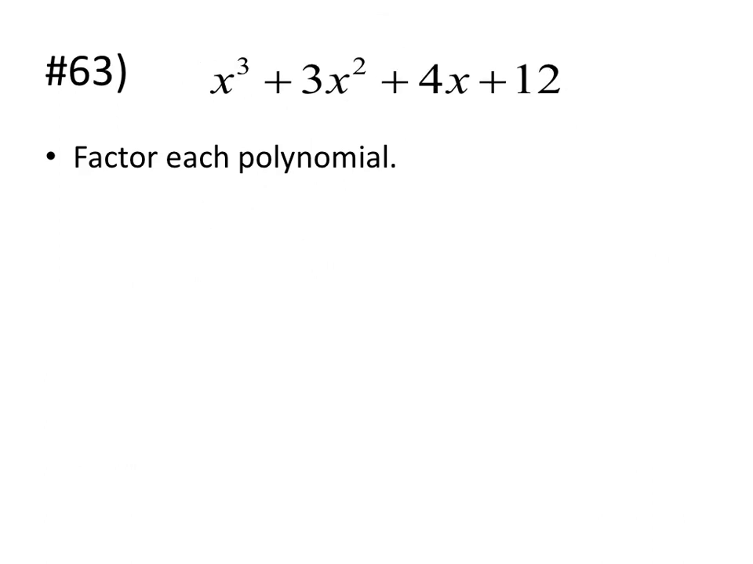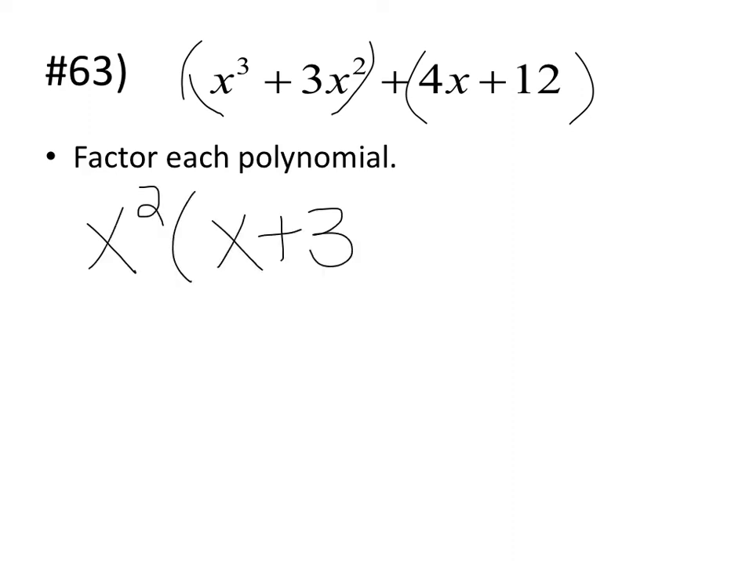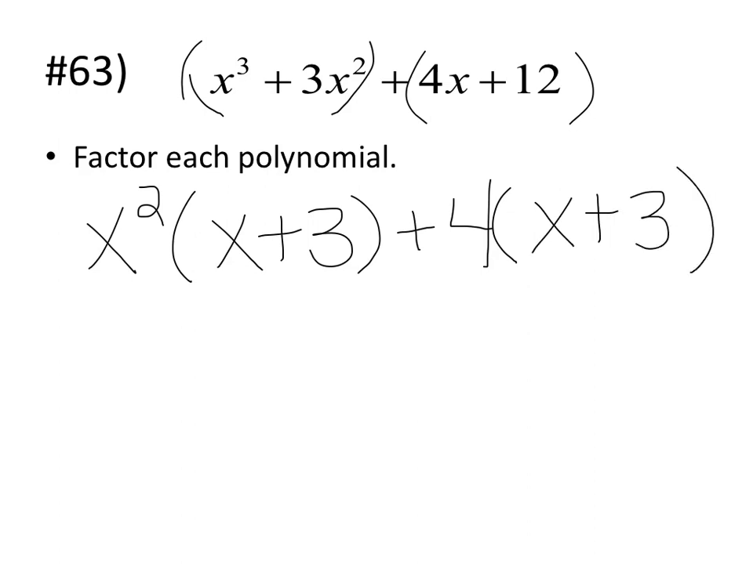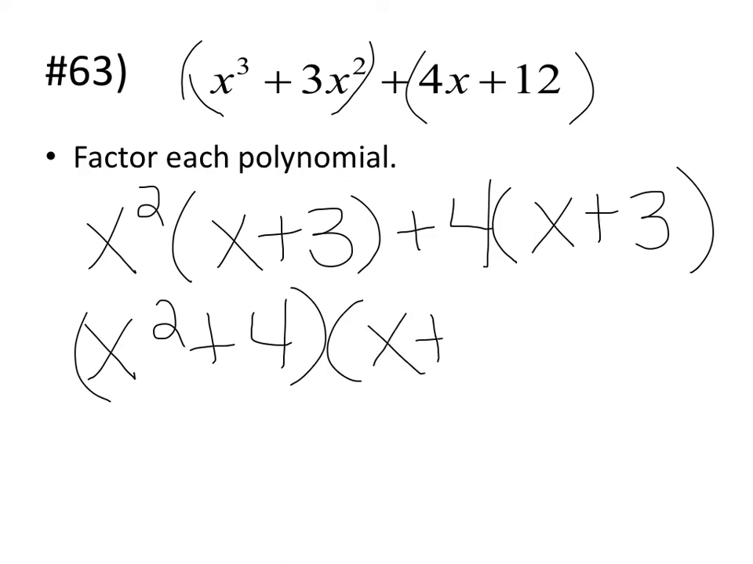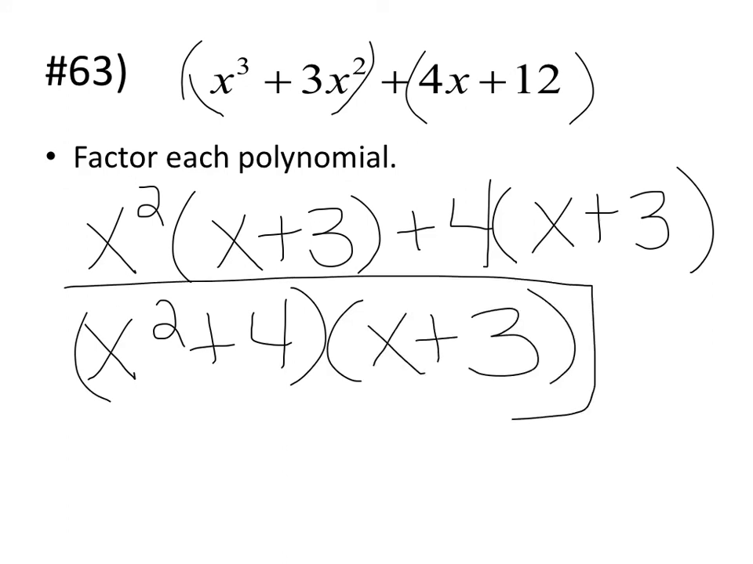All right, third term is positive, so you don't have to worry about factoring out a negative on this one. X cubed plus 3x squared has an x squared in common, which leaves me x plus 3. Okay, so then on our second group, we've got 4x plus 12, which has a 4 in common, which leaves behind an x plus 3. So on the outside, you have x squared plus 4. And on the inside, you have x plus 3. So it's x squared plus 4 times x plus 3.